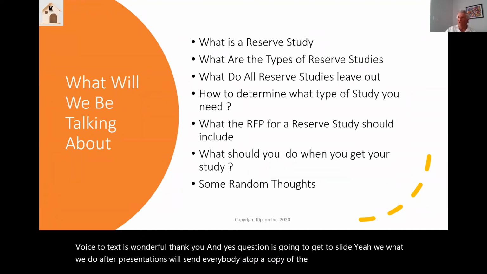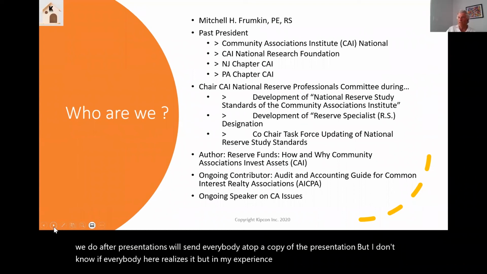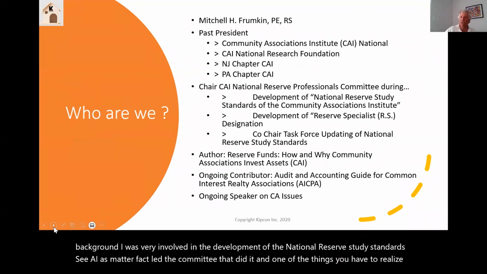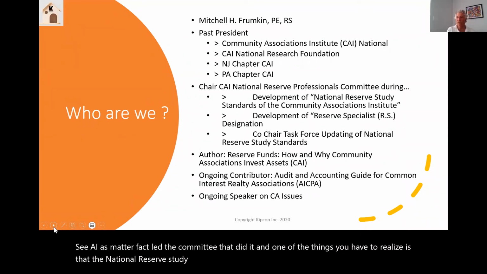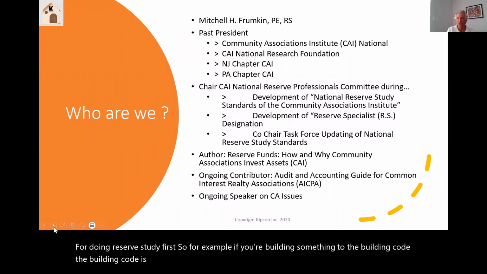I don't know if everybody here realizes it, but in my experience, and this is a little bit of my background, I was very involved in the development of the National Reserve Study Standards, CAI. As a matter of fact, I actually led the committee that did it. And one of the things you have to realize is that the National Reserve Study Standards are the minimum standards for doing a reserve study. So for example, if you're building something, the building code is the minimum standard of how to build it. The reserve study standards are the minimum standards for doing a reserve study.